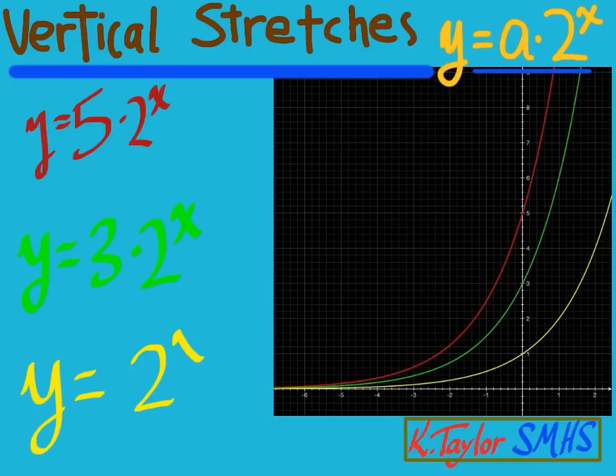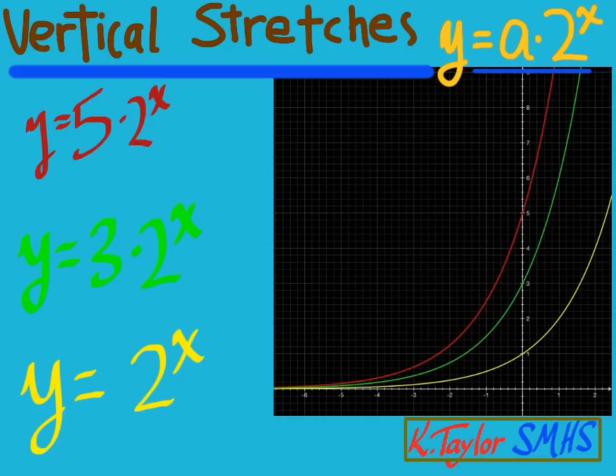5 times 2 to the x, 3 times 2 to the x, and just for comparison, this plain old y equals 2 to the x, and they're color-coded there on our graph. So you can see that 3 times 2 to the x, the green one, and 5 times 2 to the x, the red one, are a vertical stretch of the basic graph there, 2 to the x.